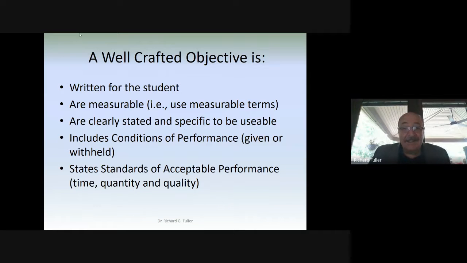They need to be clearly stated and specific to be usable. I've seen some wonderful objectives, but they're too vague. You need to be as specific as possible, and sometimes more objectives is better than one vague objective, where you break it down. They need to include what we call conditions of performance. In other words, this is what you're going to give the student or withhold from the student.